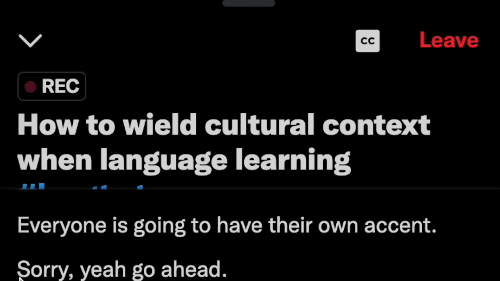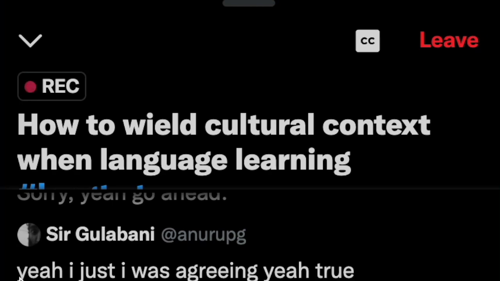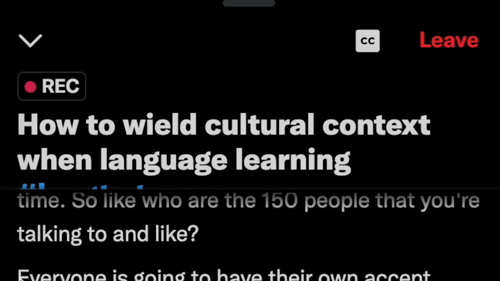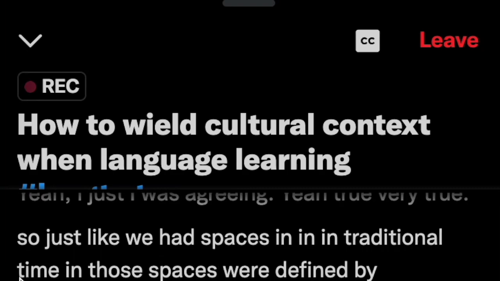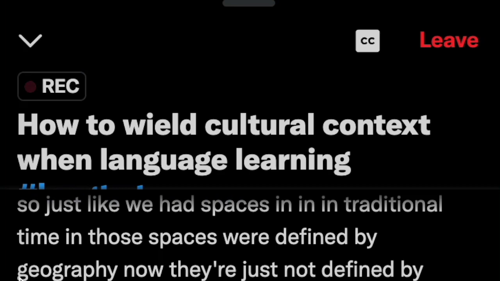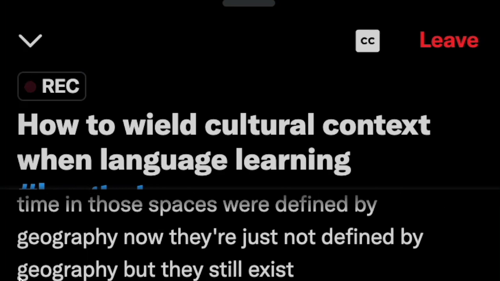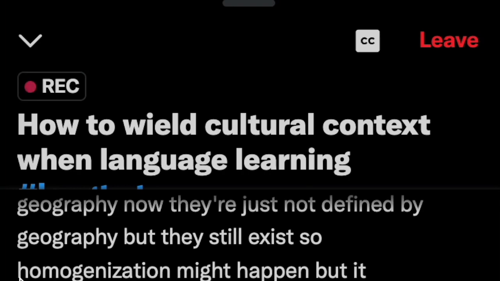Yeah, I was agreeing. Yeah, true, very true. So just like we had spaces in traditional times, those spaces were defined by geography. Now they're not defined by geography, but they still exist. So homogenization might happen, but it also will have its own nuances in different spaces.